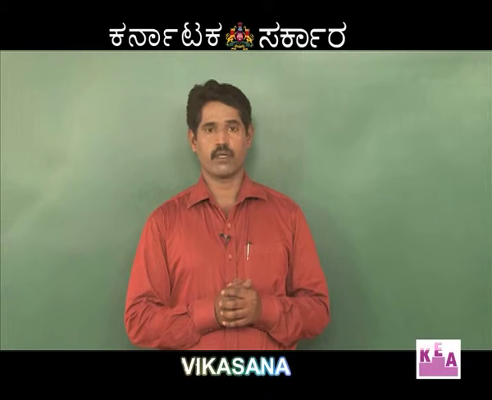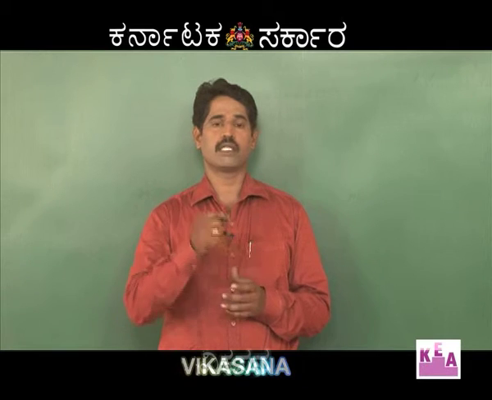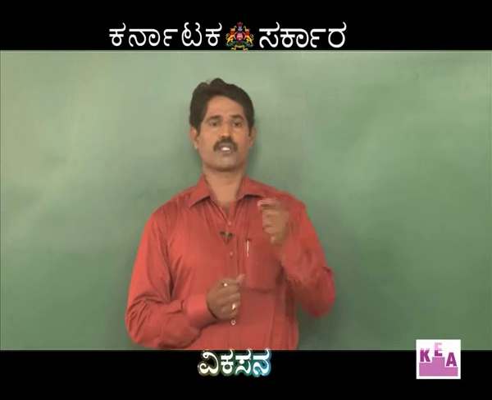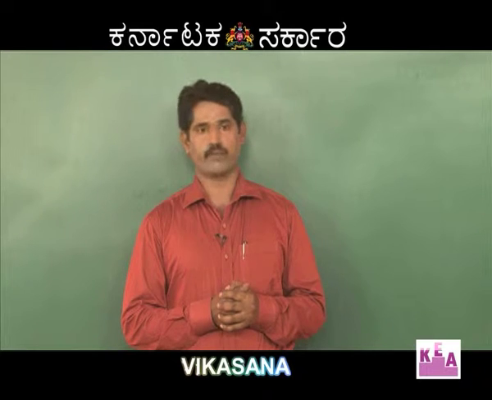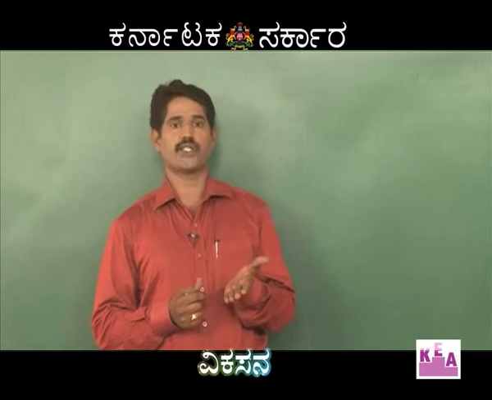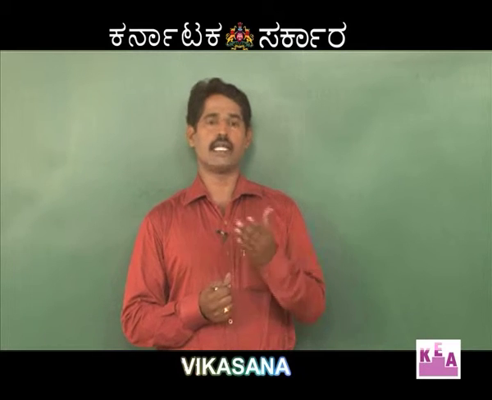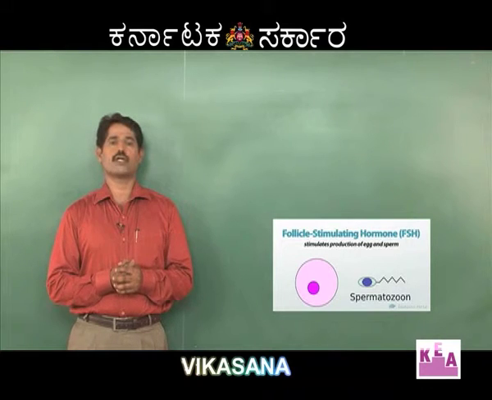Graafian follicle. After the rupturing of the granulosa layers, the secondary oocyte is released from the mature Graafian follicle. For this purpose, the luteinizing hormone is very important, and that process is called luteinization. After luteinization, the releasing of the ovum takes place from the mature Graafian follicle, and that is called ovulation.